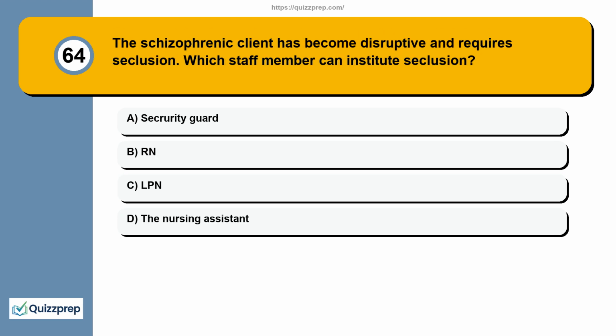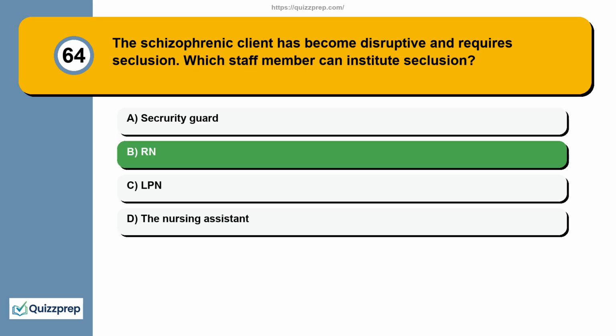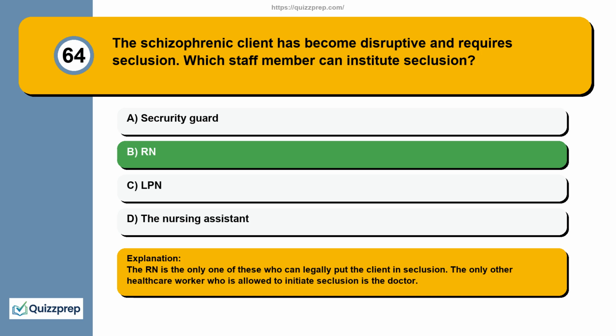Question 64. The schizophrenic client has become disruptive and requires seclusion. Which staff member can institute seclusion? Security guard, RN, LPN, the nursing assistant. The RN is the only one of these who can legally put the client in seclusion. The only other healthcare worker who is allowed to initiate seclusion is the doctor.